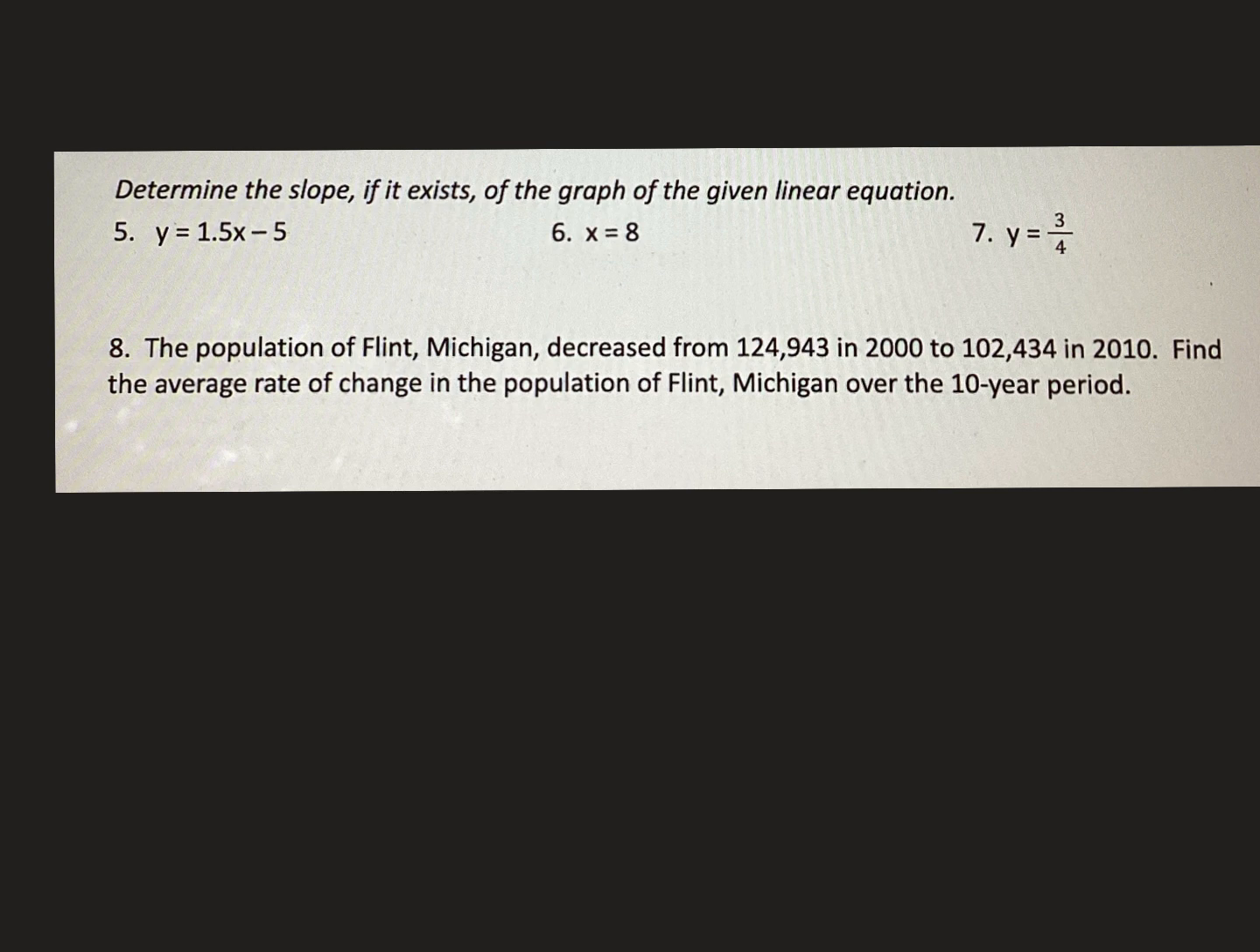Number 5, 6, and 7 are all just slope, real quick slope problems. You can tell every one by looking. This one's in slope-intercept form, which is y equals mx plus b, so there's a slope. X equals a number represents a vertical line, so that slope is undefined. Y equals a number represents a horizontal line, so the slope is 0.